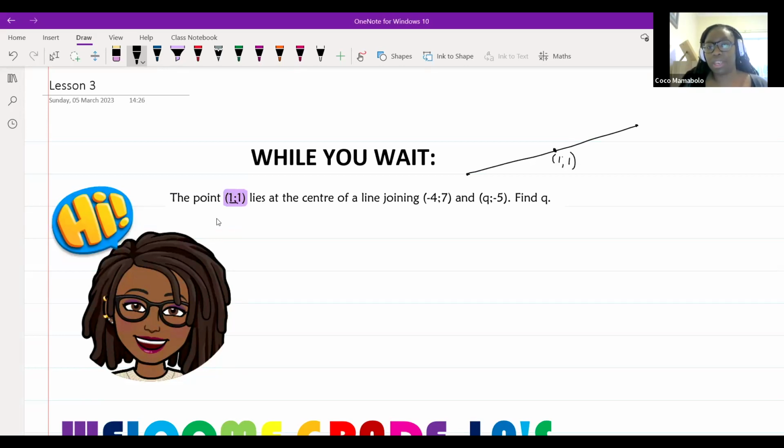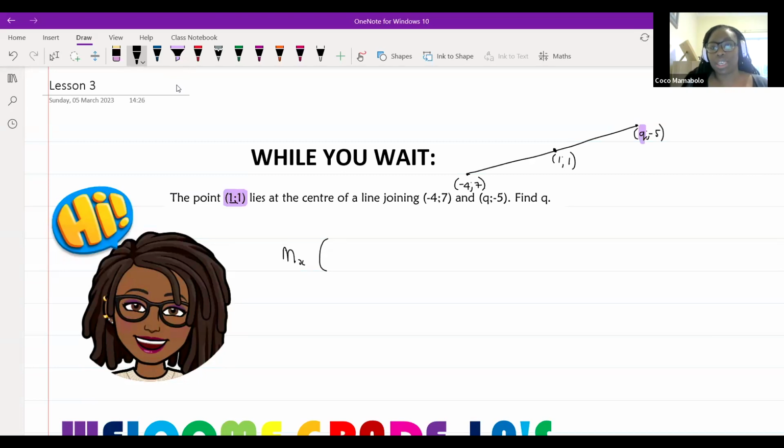And then one of the endpoints over here is (-4, 7). And the other endpoint on the other side is (Q, -5), right? Now they want us to find the value of Q. And we can see here that Q is our x value. And (1, 1) is the midpoint. So we know we need to use the midpoint theorem to do this. But we're only looking for the x value. So we're only going to calculate the midpoint of the x value.